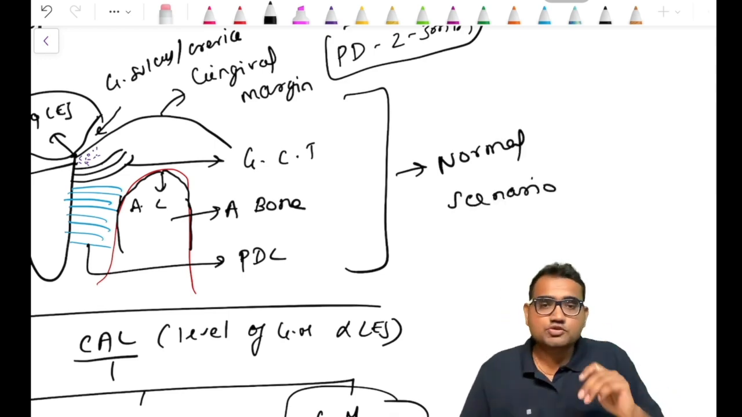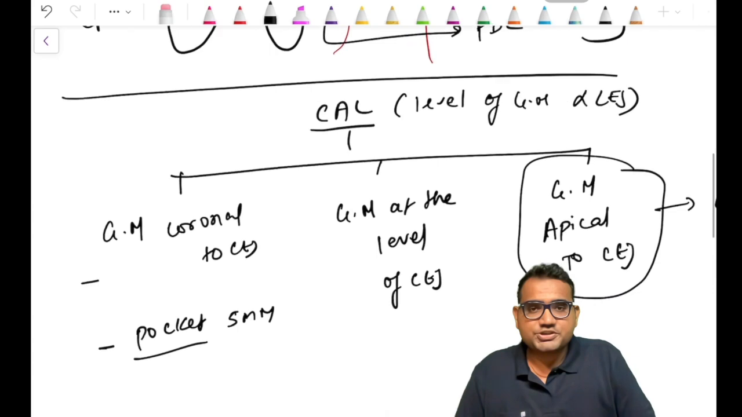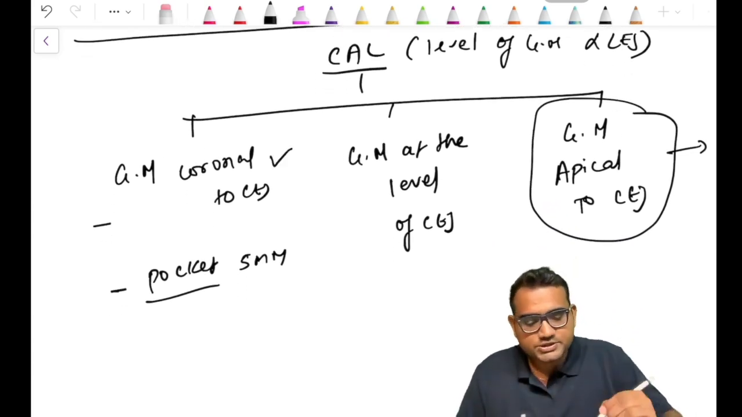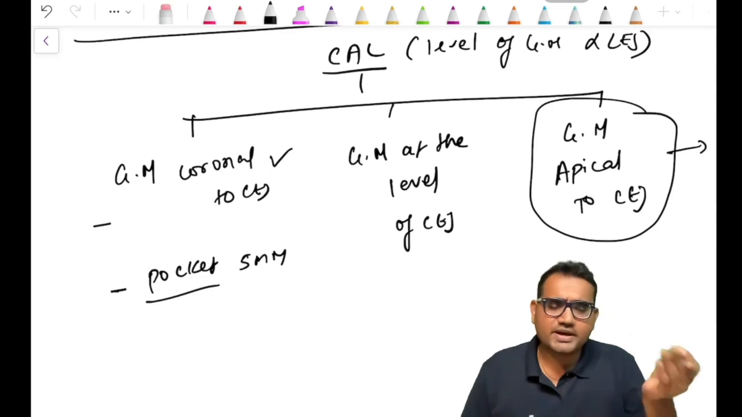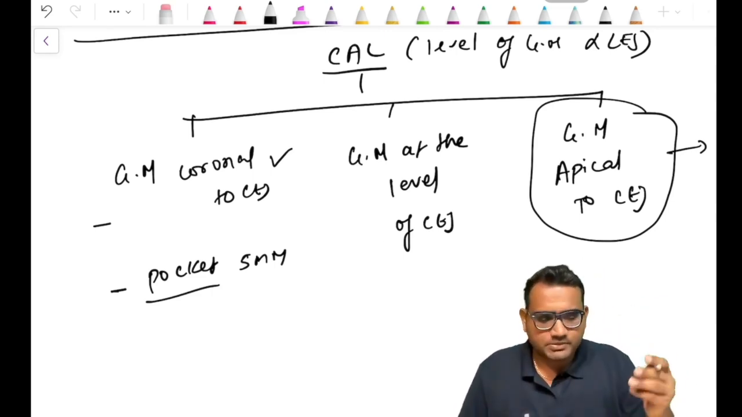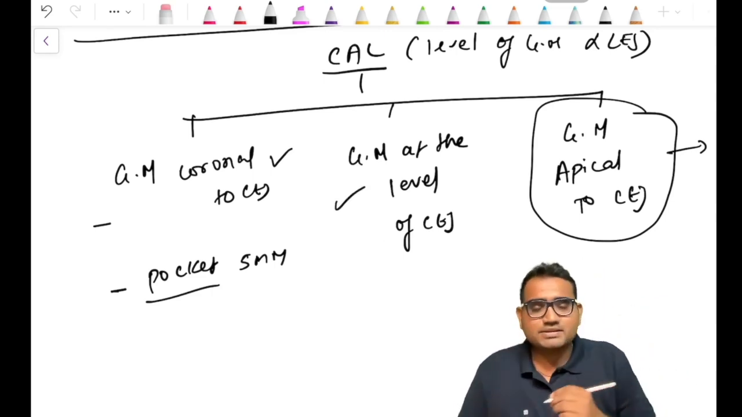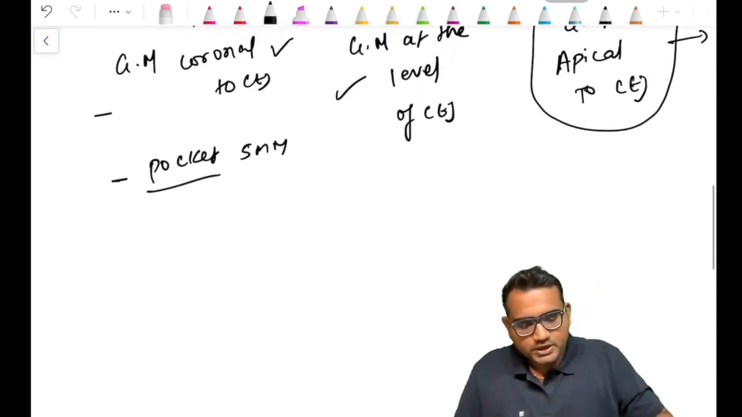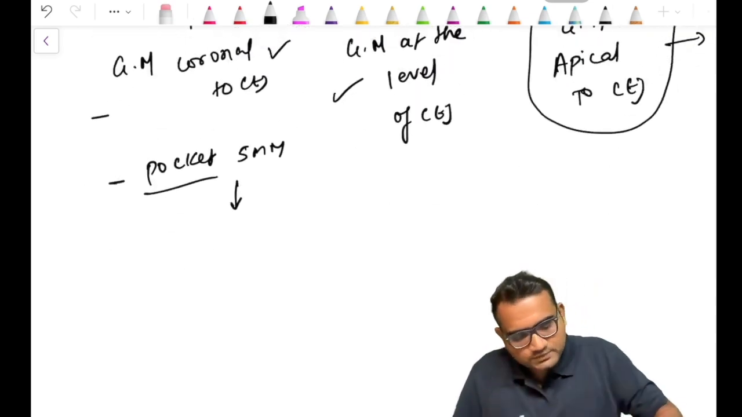So apart from this normal scenario, the patient can have these three situations: gingival margin coronal to CEJ with a pocket of anything, 5 mm, 6 mm, 4 mm, 7 mm; gingival margin at the level of CEJ; and gingival margin apical to CEJ. Okay, now I'm going to take the first scenario.